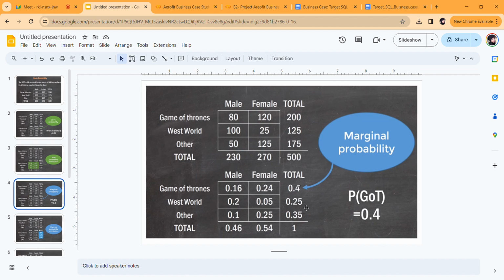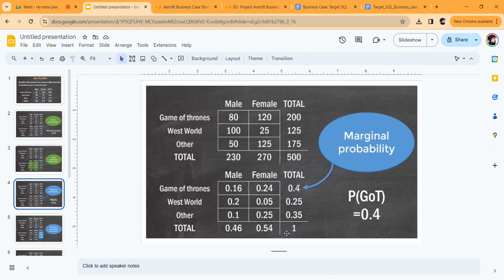Only the thing is, what is the probability that anyone is interested in Game of Thrones, rather than whether it is male or female? It doesn't matter how many persons there are who are interested in Game of Thrones. Okay, so their probability is 0.4, and this is called the marginal probability.